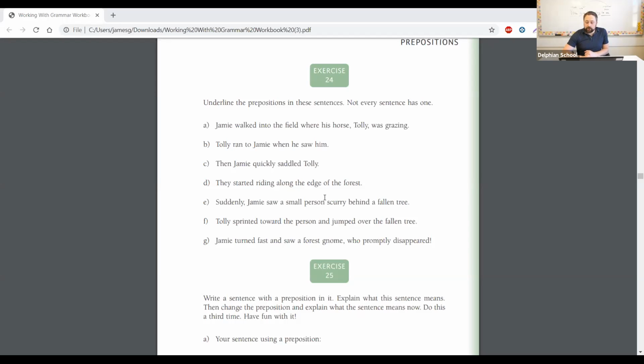Another viewer said jumped. Okay, that's a good guess, but jumped is another verb. It's actually another action. We're looking for the connecting words that'll connect those verbs and some nouns after the prepositions.